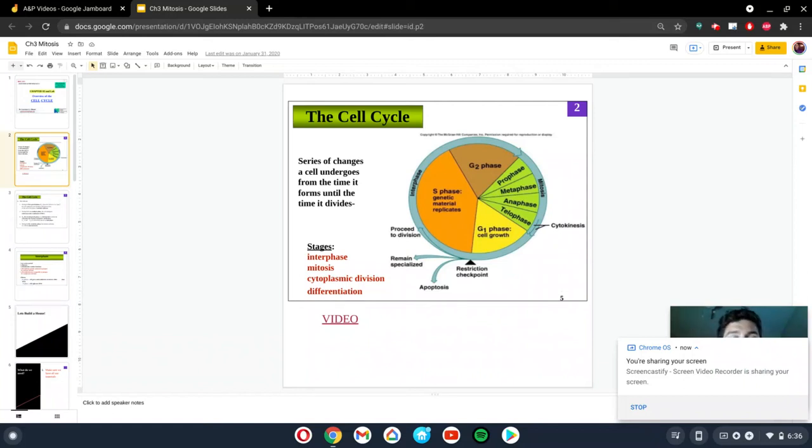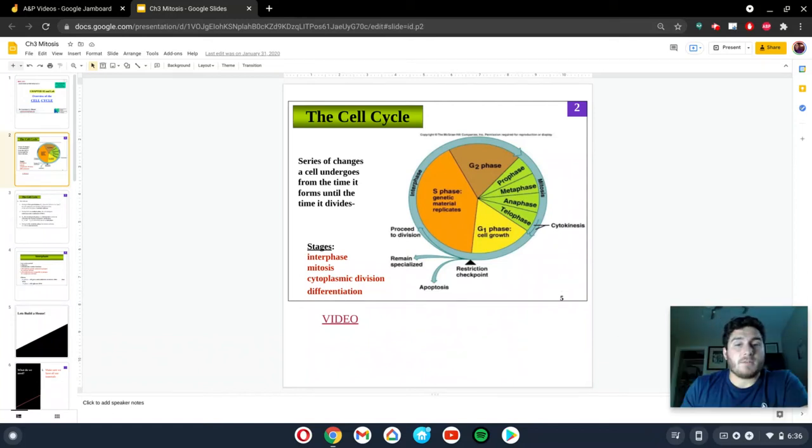Hey everyone. So we are going to talk about the cell cycle. Cell cycle is very important. It is exactly what it sounds like. It is the cycle of the cell. So what does the cell do? When does it do it? And why does it do it? And it's very important to keep that in mind.